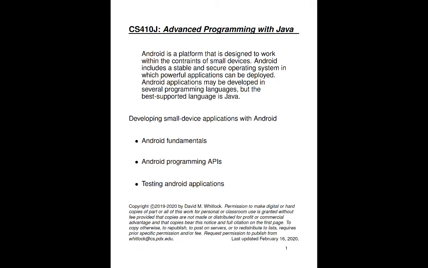In this screencast, we'll learn about developing small device applications with Android. The Android platform is designed to work within the constraints of small devices. The Android platform includes a stable and secure operating system in which you can run powerful applications even on small devices. Applications may be developed in several languages, but Android is best supported using the Java language.